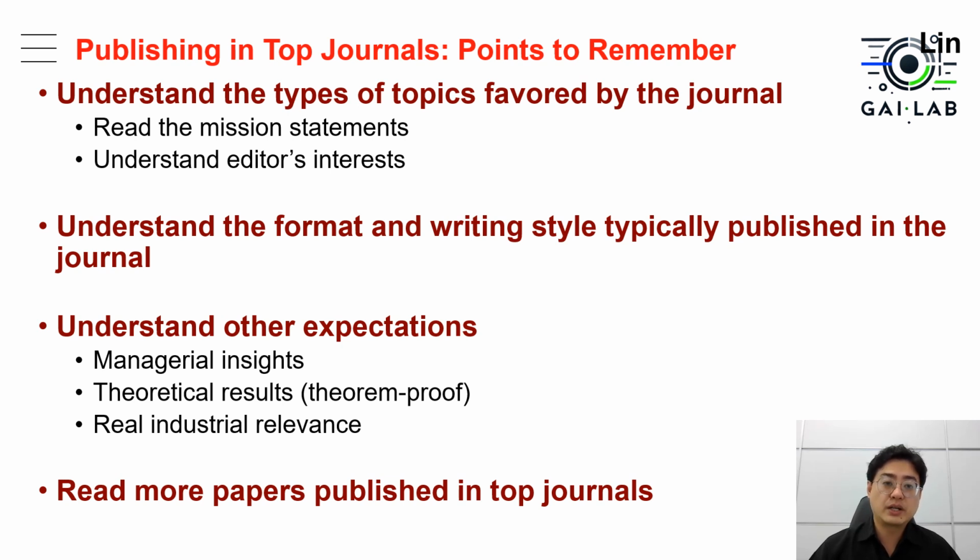You need to remember this part. The first is you need to understand the topics favored by the journal, because for the journal we have several issues. You can look at the journal title, and you can know what area they want to focus on. And this part will help you understand what kinds of types they publish.